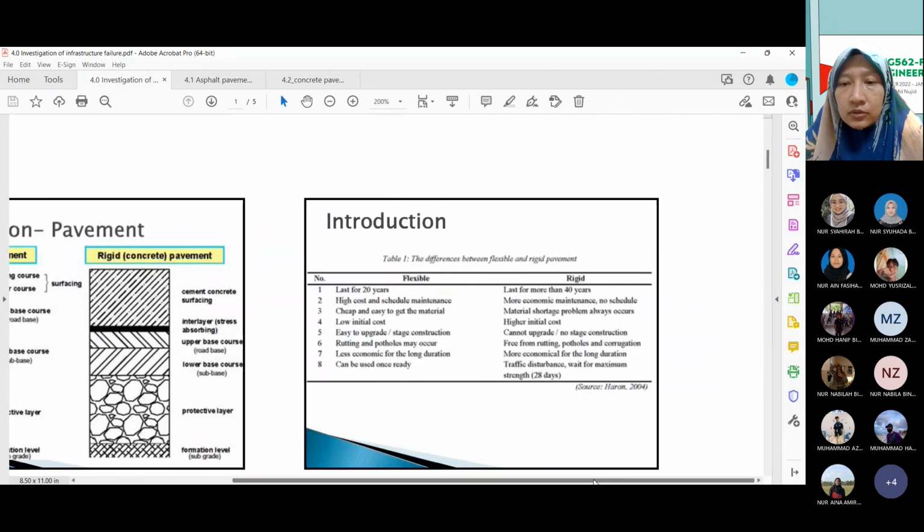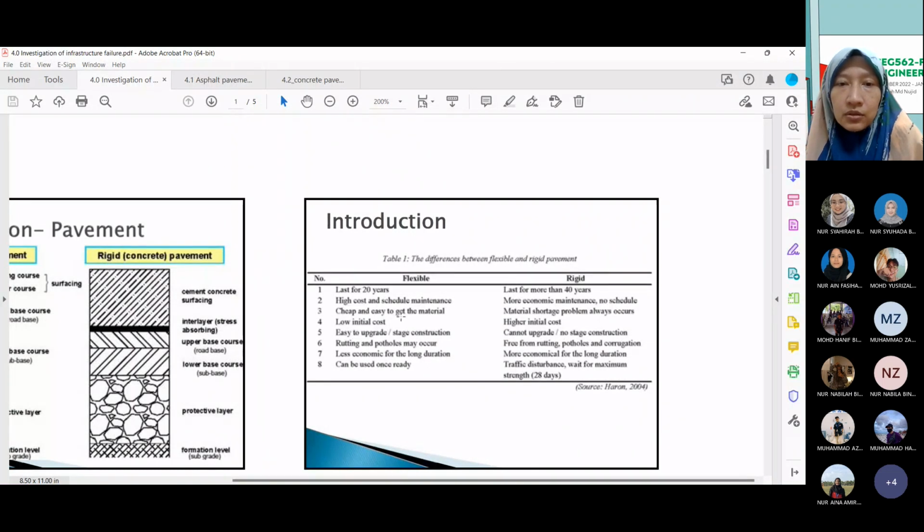And in this next slide, you can see the differences between flexible and rigid pavement. For example, the flexible pavement lasts for 20 years, and the rigid pavement lasts longer than 40 years. The flexible pavement has high cost and scheduled maintenance, meanwhile rigid pavement has more economic maintenance and no stability problem. Flexible pavement material is very cheap and easy to get, while for rigid pavement we will have problems such as shortage of concrete supply, cement supply, and so on.